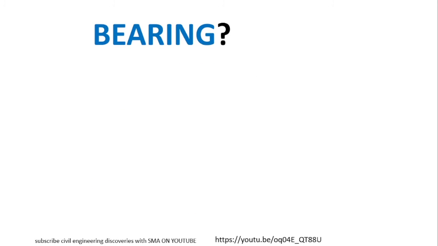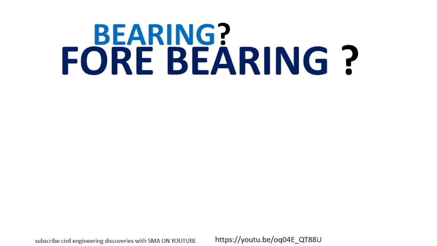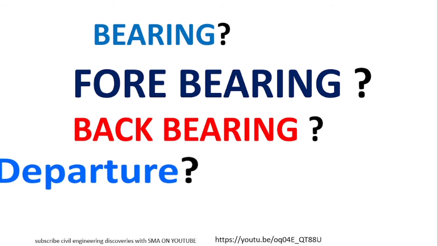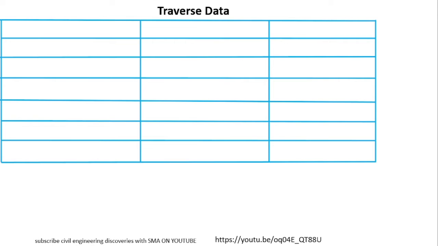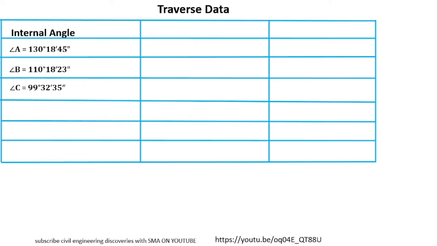Dear friend, today we will discuss bearing, how we can find fore bearing and back bearing, and also we will find the departure and latitude. So these are the traverse data in which the internal angles are given: the included angle A, included angle B, included angle C, included angle D, E and F. So these are the internal angles.